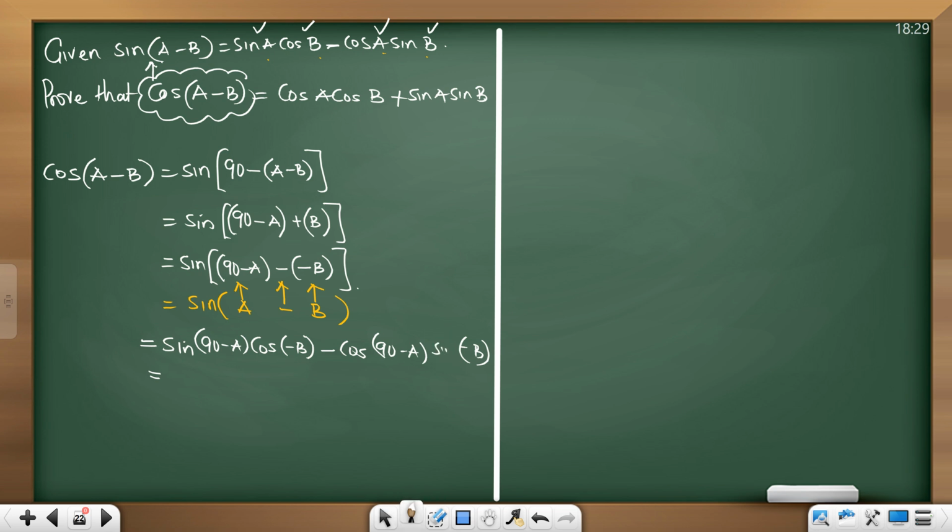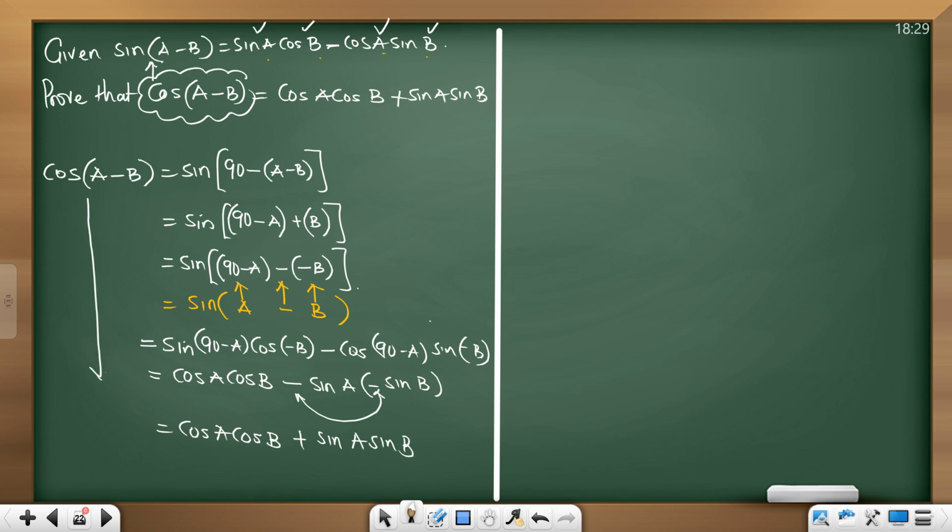B. So what do I have? What is sine 90 minus A? 90 means change. What do I have? Cos A. But what is cos negative B? Negative angle. Cos B minus sine A, because I have a 90 there, multiplied by what? Negative sine B. Negative times negative. What do I have? Cos A cos B plus sine A sine B. And what were we proving?